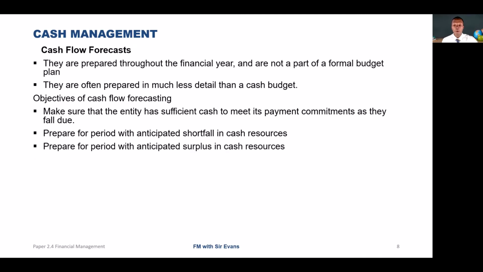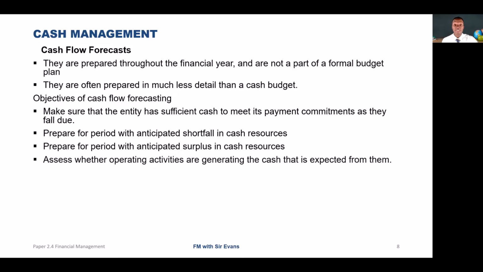Also identifying whether there will be a surplus of cash so that the surplus can be invested, and assessing whether operating activities are generating the cash that is expected from them. The main focus of cash flow forecasting is likely to be operating cash flows, although some investing and financing cash flow might also be significant.